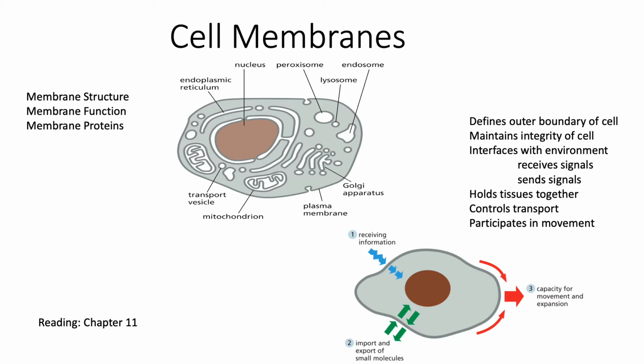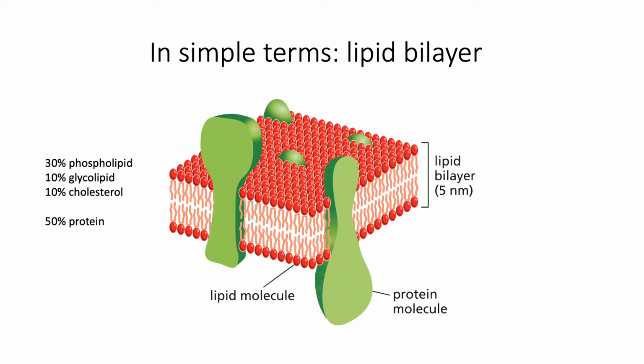So it controls transport in and out and participates in movement, and that's also shown at the bottom in red. Capacity for movement and expansion. Some cells can crawl along a surface. So the membrane has extremely important functions for the cell. A lot of those are carried out by proteins. But let's just look at the simple drawing or simple presentation of what a membrane looks like.